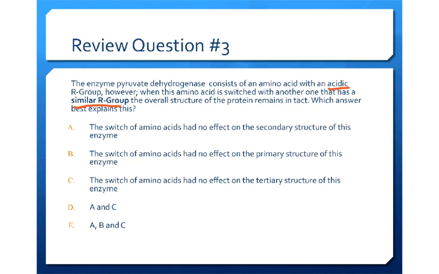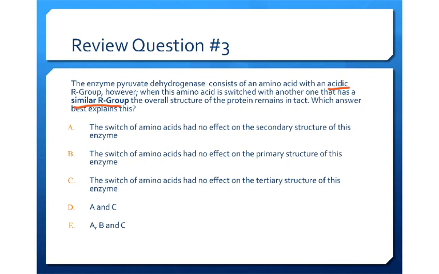This is another question on protein structure. And so what essentially this question is saying is we've taken an acidic amino acid in the structure of this enzyme, and we've replaced it with another acidic amino acid. Okay? So, for example, we took glutamate and exchanged it for aspartate. Those are two acidic amino acids. That's a type of mutation or change that we can have. So which levels of protein structure will be affected?